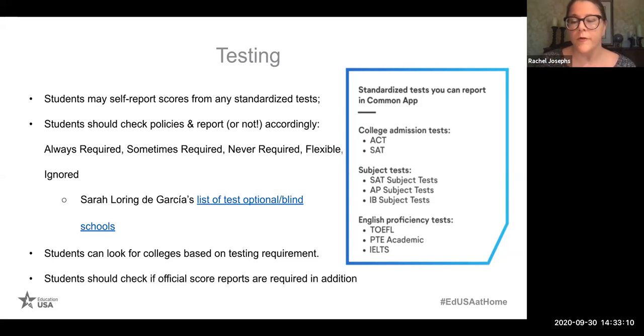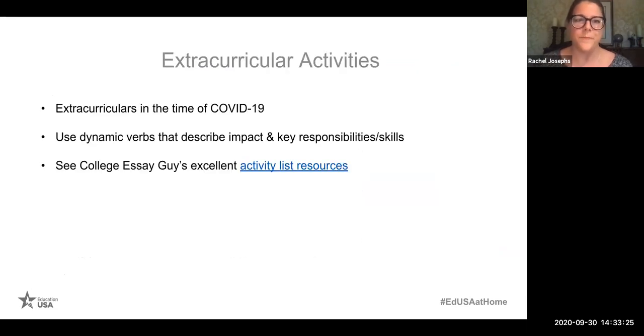The official score report for all universities will be required once they decide to matriculate to a particular university. That's when they do have to send the official score report, but there are many universities that want this even in the application process. So check one by one.